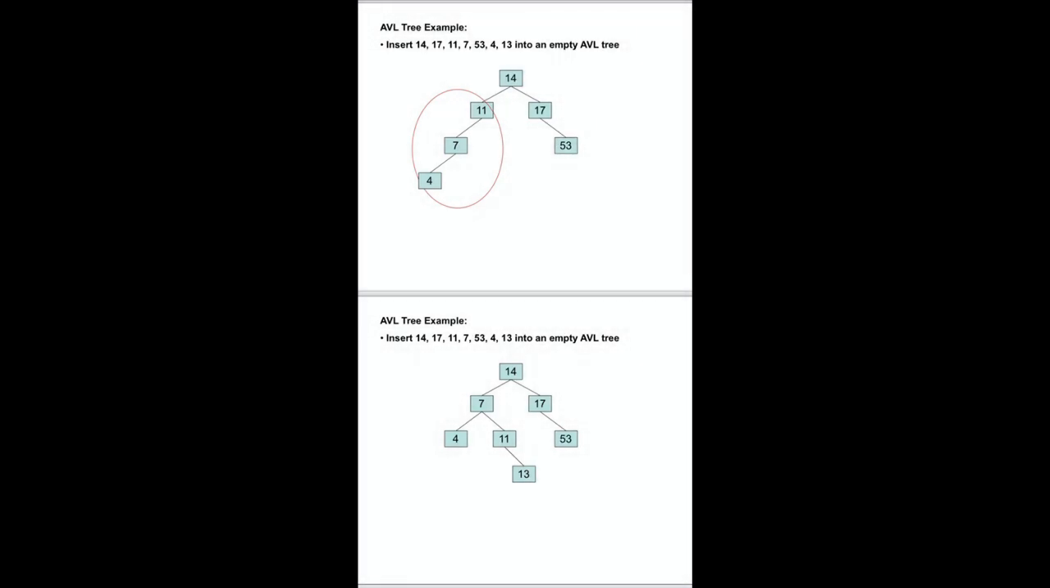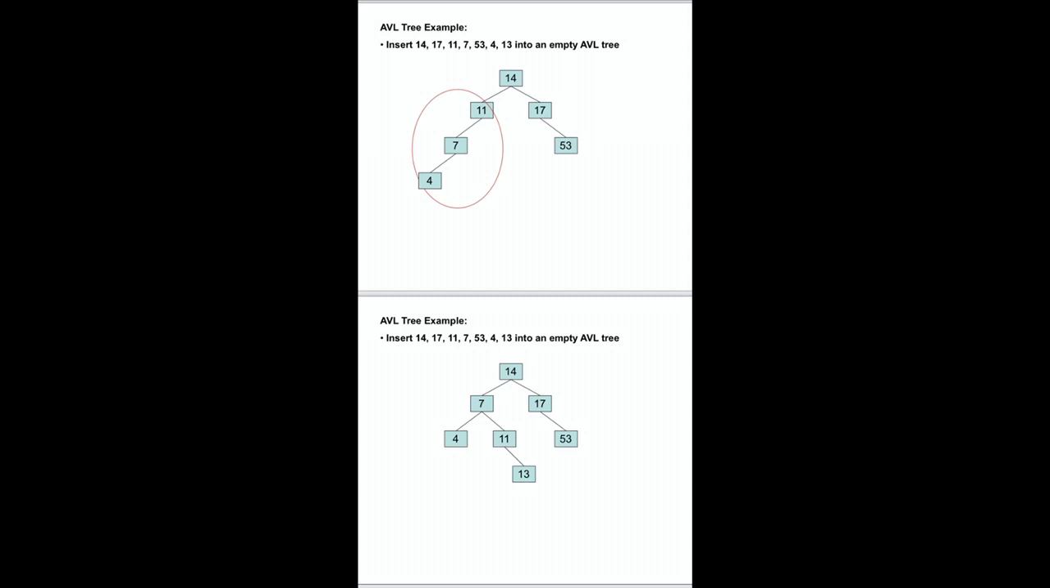AVL tree is a self-balancing binary search tree. It was the first such data structure to be invented. In an AVL tree, the heights of the two child subtrees of any node differ by at most 1. If at any time they differ by more than 1, tree balancing is done to restore this property. Rebalancing is done by rotations to satisfy its balancing. Rotations are divided into 4 types: left rotation, right rotation, left right rotation and right left rotation.